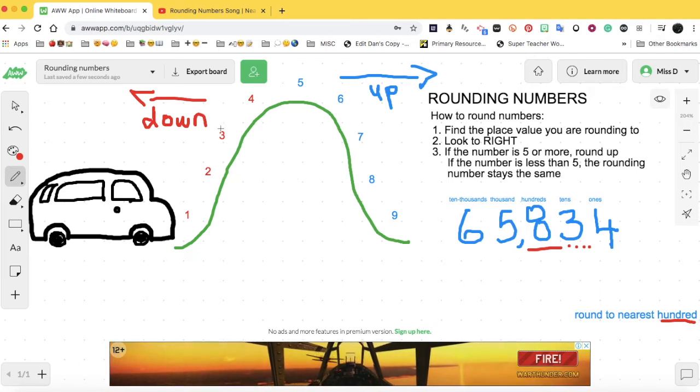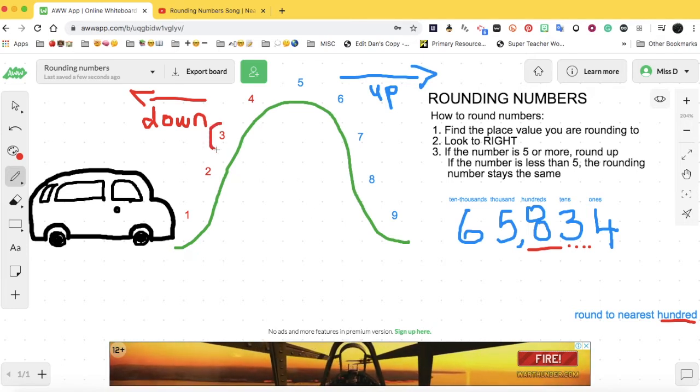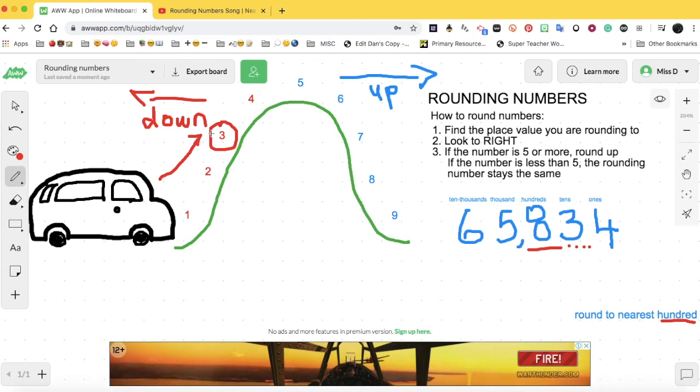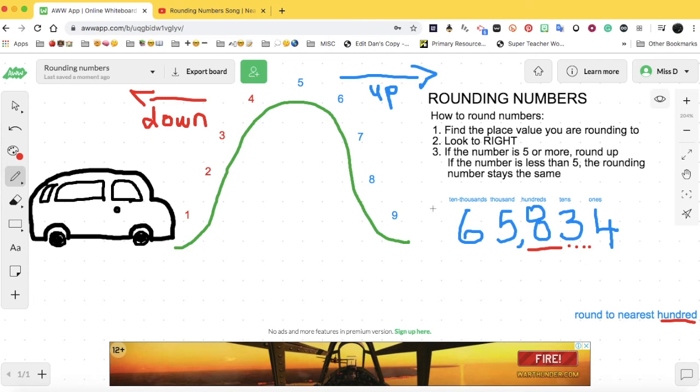And if you have to, you can remember our hill. Our 3 is over here. So if our car made its way up here and stopped here, it would roll back down again. Okay, so if it rolls back down, that means it's going to stay the same. So that means it's going to stay as an 8. And every number after our hundreds column, because this is the number that we round it to, every other number after our rounding number becomes a 0.